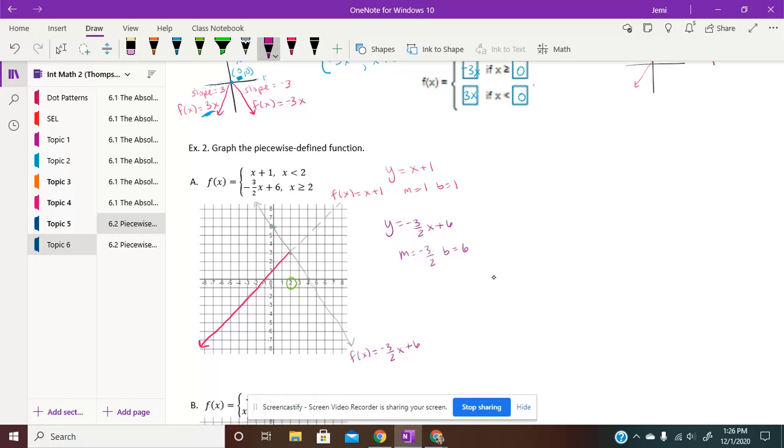And then for negative 3 halves x plus 6, this exists when x is greater than or equal to 2. Right, so it includes that number. Okay. And then I can close like that. So the pink and the purple part of those lines, that is my piecewise function.